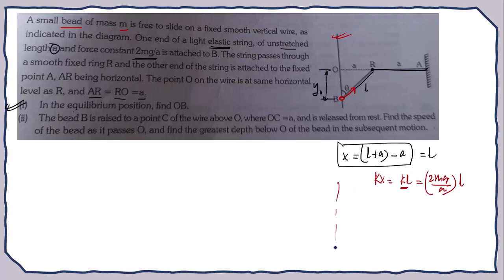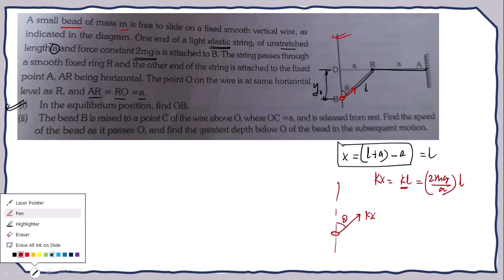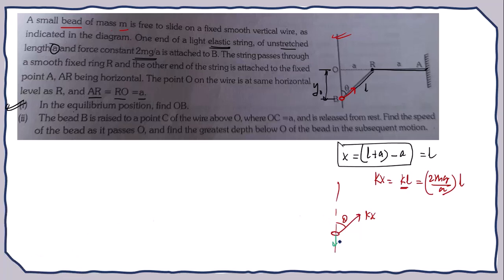So if I draw the free body diagram, on this bead one force is acting, Kx, in this direction. Let us say this angle is theta. So the component of Kx which is balancing the vertical force, that is small mg, should be equal to Kx cos theta. So ultimately what you can write, Kx into cos theta should be equal to mg. Now what is cos theta? From this triangle OBR, can I say cos theta equals y naught by L? So ultimately what I am getting, Kx into y naught by L should be equal to mg.